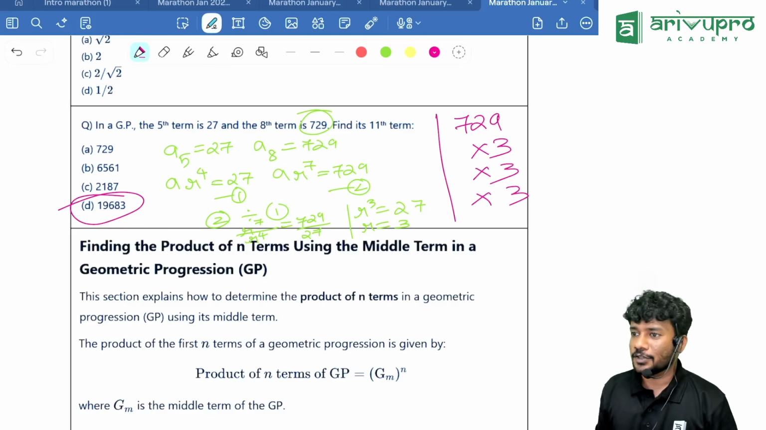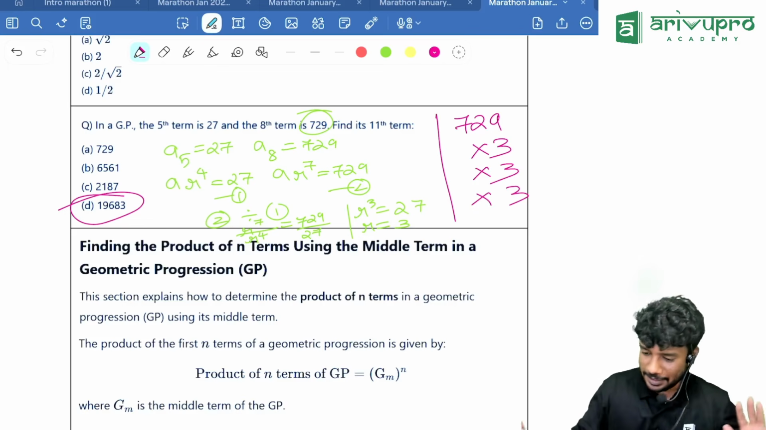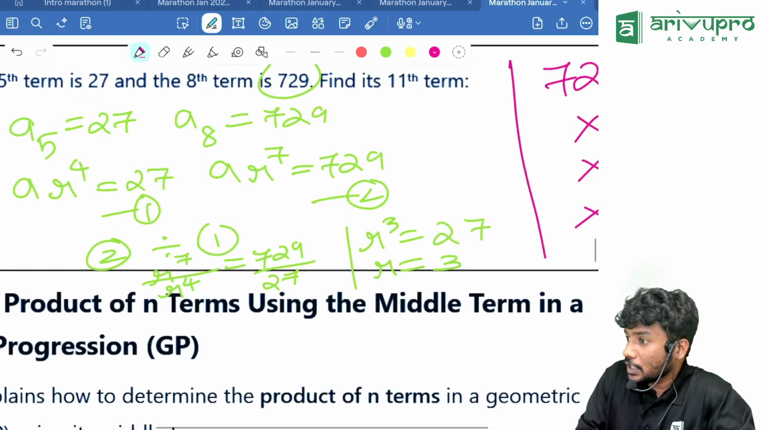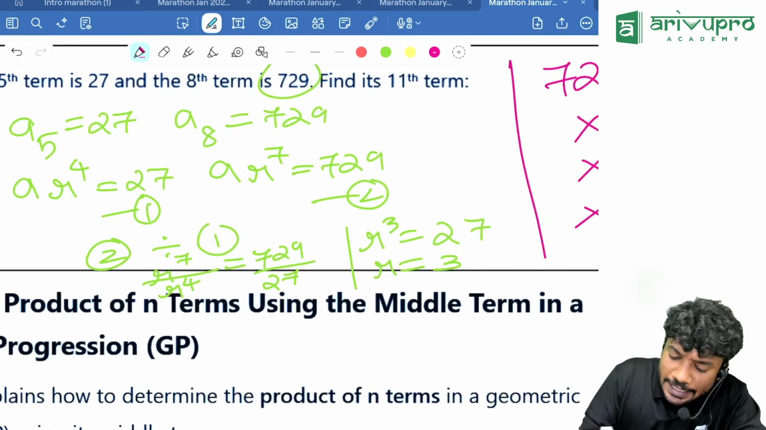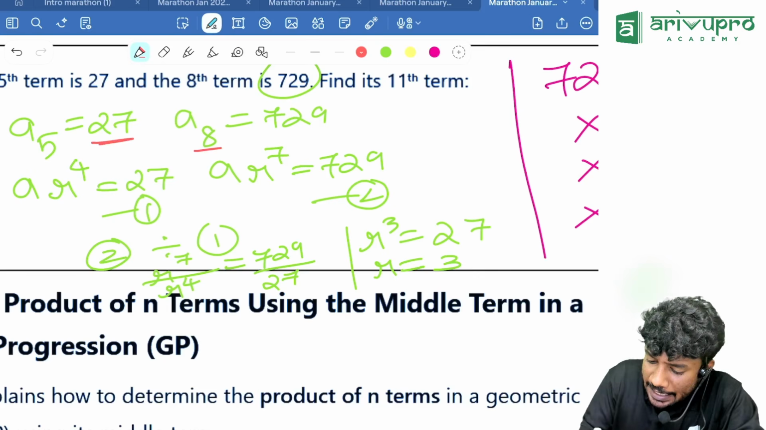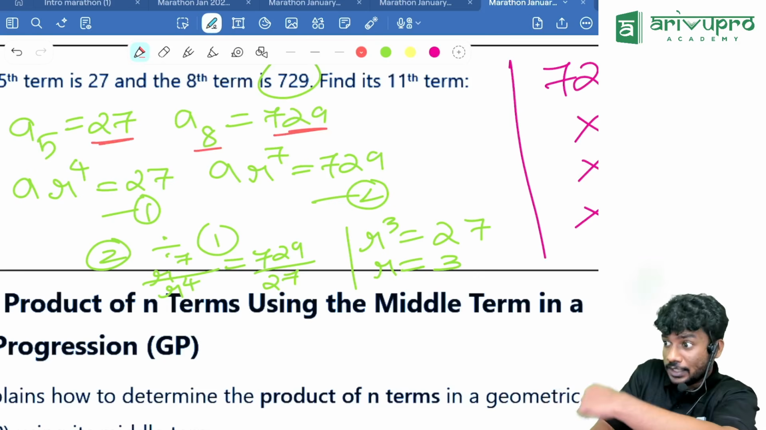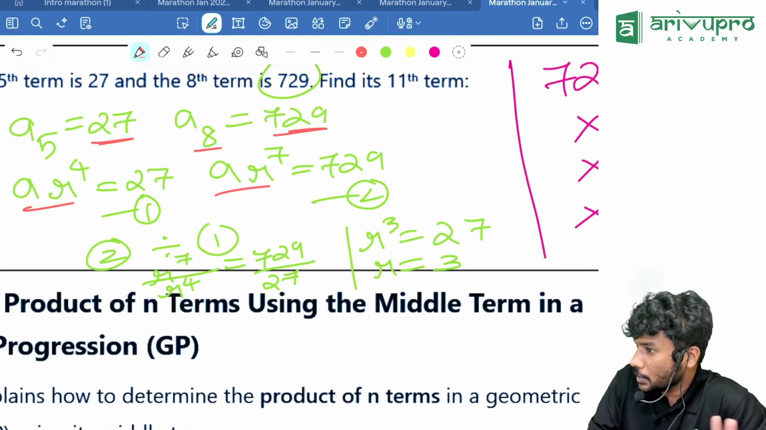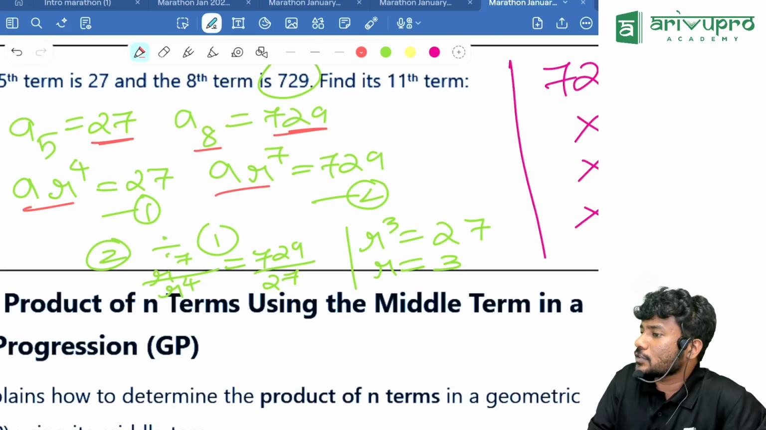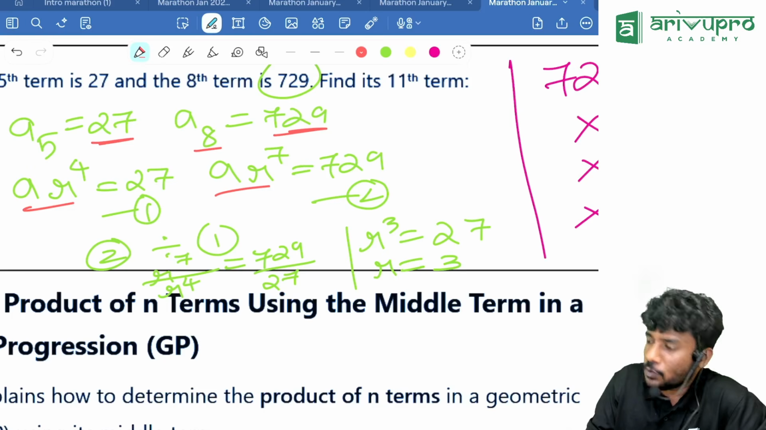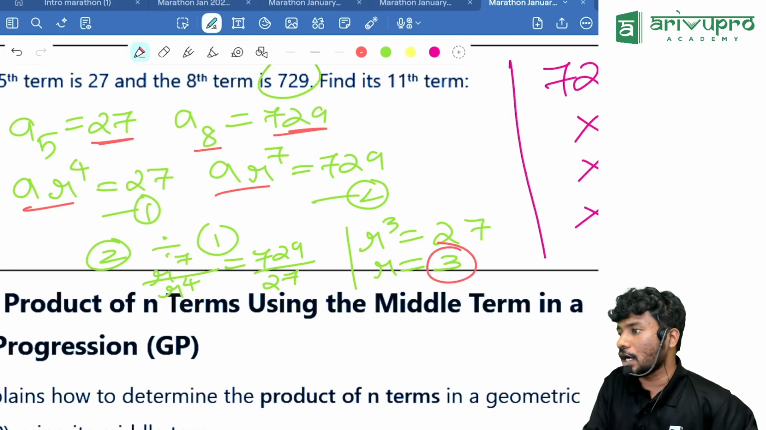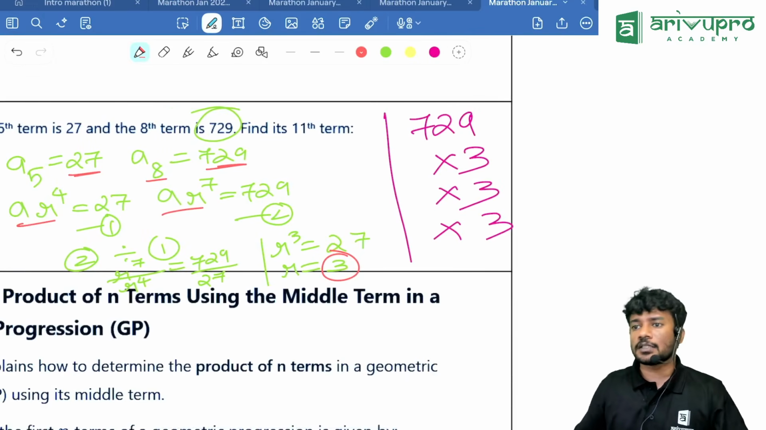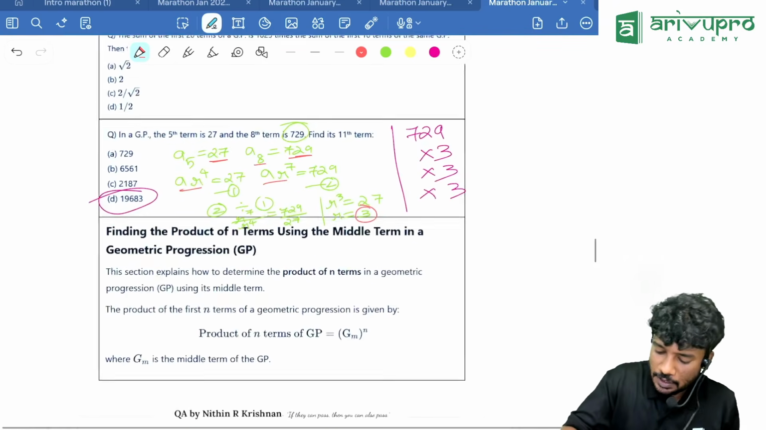It is better, you have a calculator. Remember that. Never forget that inside the exam hall. So you understood how to find R? Here A5 is given as 27, A8 is given as 729. It is based on GP. A5 means AR raised to 4, that is 27. AR raised to 7 is 729. Then dividing, R cube is equal to 27. From that I found the value of R. Then you can just multiply and get the value of the 11th term. What if they are asking for the 12th term? Again multiply with 3.